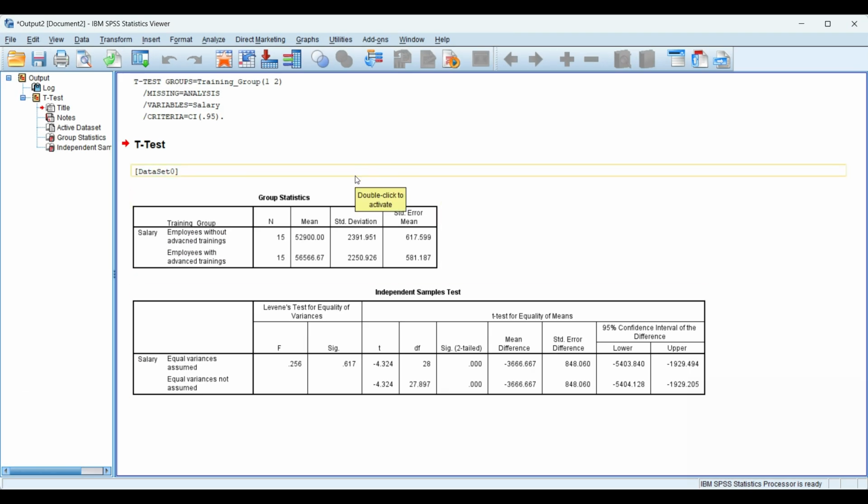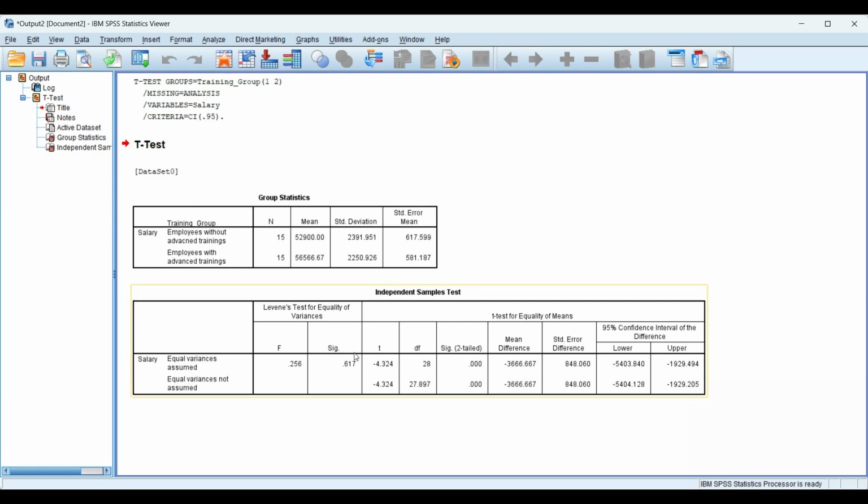So now we have the results. The results show that employees without advanced training had an average mean of 52,900. However, employees with advanced training had an average mean of 56,566.67. So it means the employees with advanced training are receiving a higher salary than the employees without advanced training. We look at the table below, the independent sample t-test table, because this table is very important to interpret the findings.